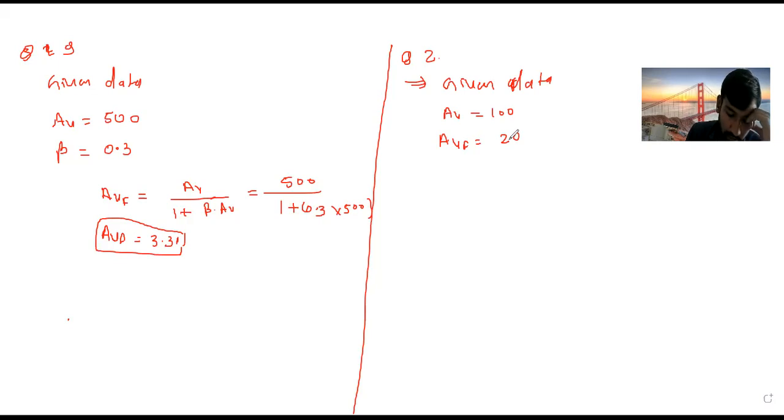Beta in percent. Okay, so find out what is given here. AV and AVF are given. What are they asking here? Beta. But we have negative feedback, we are asking about negative feedback. We know that AVF is equal to AV upon 1 plus beta AV. Here we have to calculate beta in this equation.